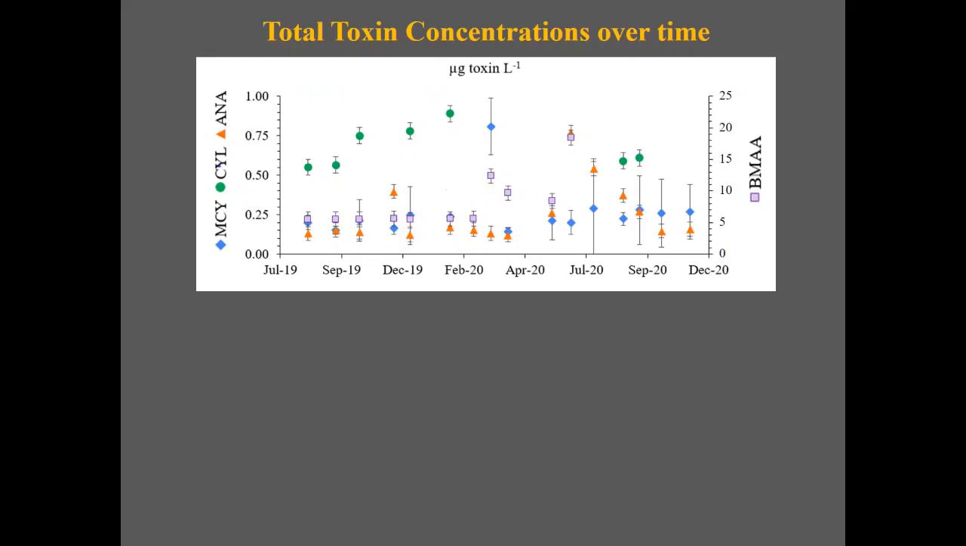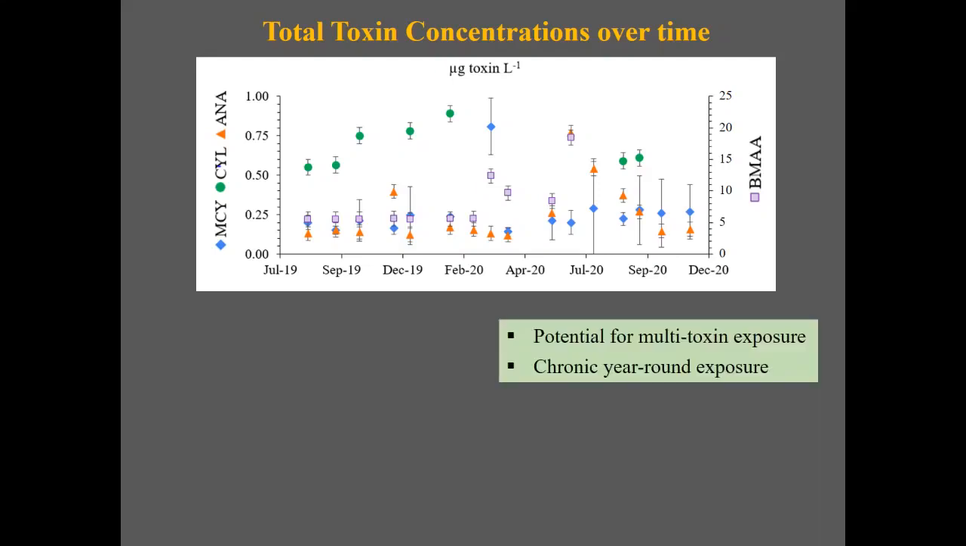So what you find here in this graph is the average concentrations over the entire lake with the standard deviation on the primary y-axis up to 1 microgram per liter. We see microcystin, cylindrospermopsin, and anatoxin, and then BMAA, the square symbols. BMAA is on the secondary y-axis, typically in slightly higher concentrations. Two of the main takeaways here is that there are multiple toxins present at the same time at the same locations.